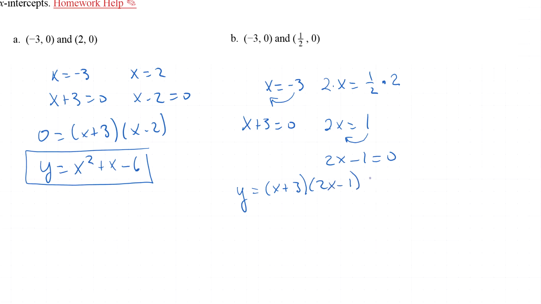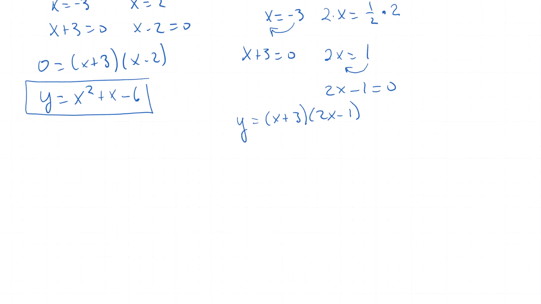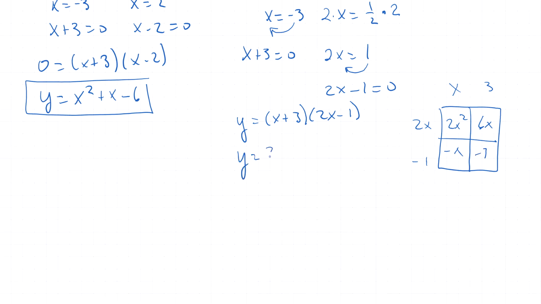Now the problem with this equation is it is in factored form, and to get it into standard form we need to multiply those. So you have x, 3, 2x minus 1, so you get 2x squared, 6x, negative x, and then -3. So then y is going to equal 2x squared, 6x minus x is plus 5x, and then minus 3. And that is your last equation.